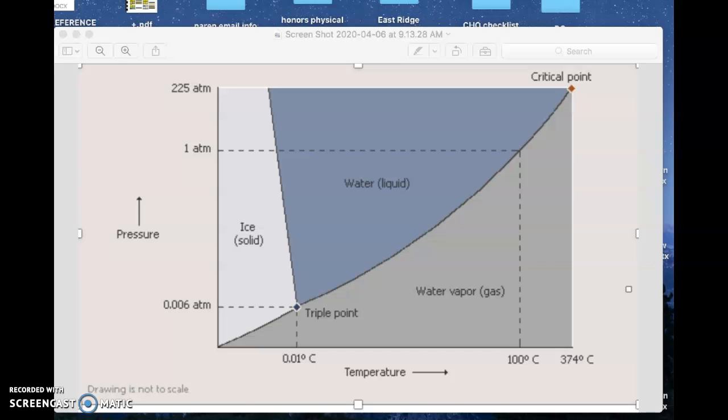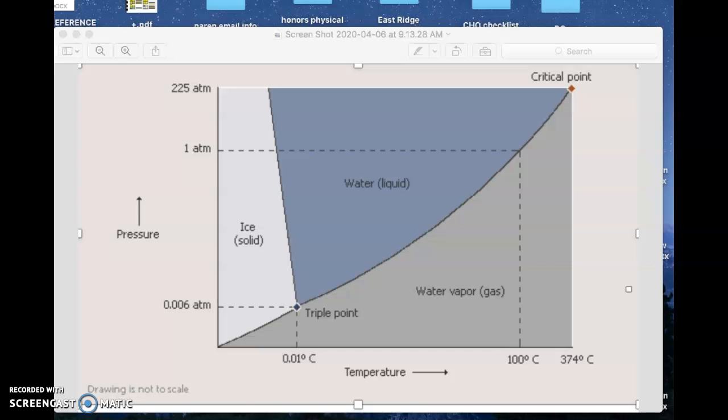What I want you to notice is that at a specific atmosphere, like in this picture, 1 atmosphere, as you go across that dotted line, you're going to notice that depending on the temperature at 1 atmosphere, the substance is a solid, a liquid, or a gas. So if you look at the 2 dotted lines from 1 atmosphere and 100 degrees Celsius, that's showing you where it breaks and changes from liquid to gas.